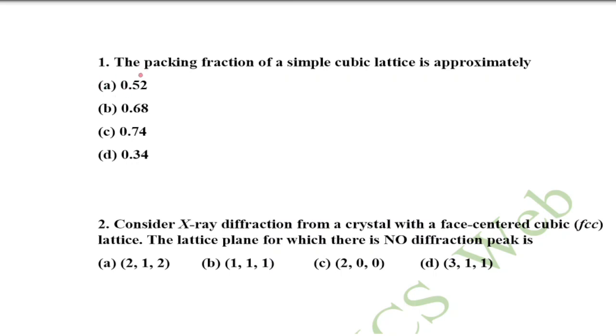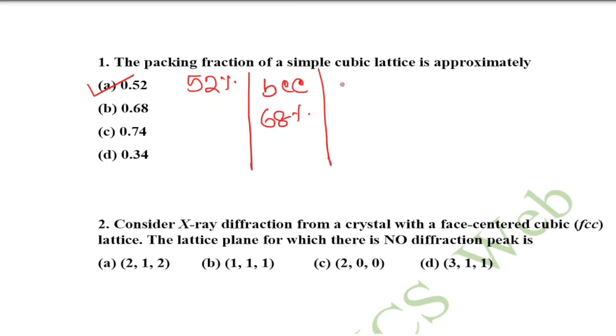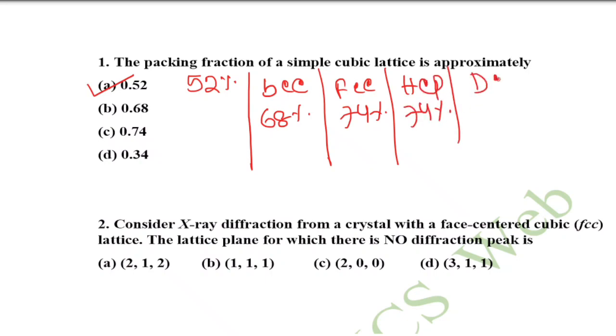Question number 1. The packing fraction of a simple cubic lattice is approximately. We know for a simple cubic lattice, the packing fraction is 52%. So your correct option is option A. Similarly, you should remember for BCC, body center cubic, it is 68%, and for FCC, it is 74%, and for HCP, it is also 74%, and for diamond cubic, it is 34%.